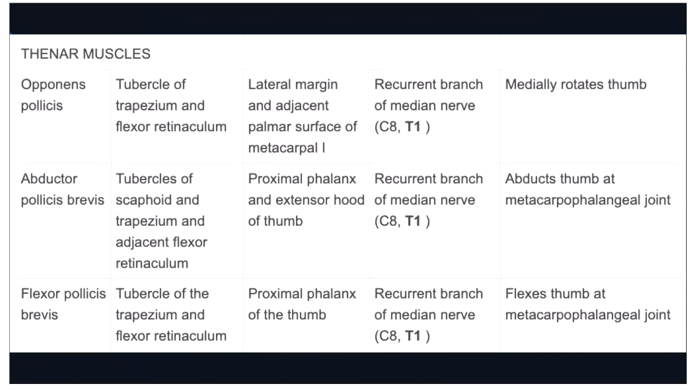Thenar muscles, muscles of the thumb. Like I said, know these. Abductor pollicis brevis, flexor pollicis brevis, and its function is in the name. And know what would happen if the nerve was injured. Let's say they give you a case: you're unable to flex your thumb at the metacarpophalangeal joint. What nerve could have been injured? Boom. What did I say? Recurrent branch of the median nerve.